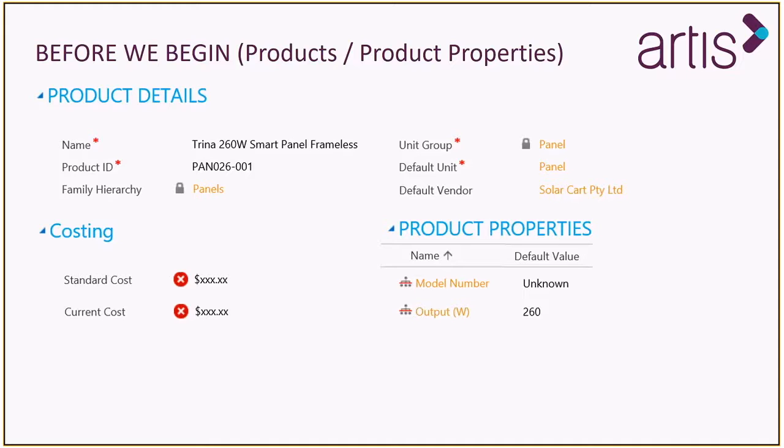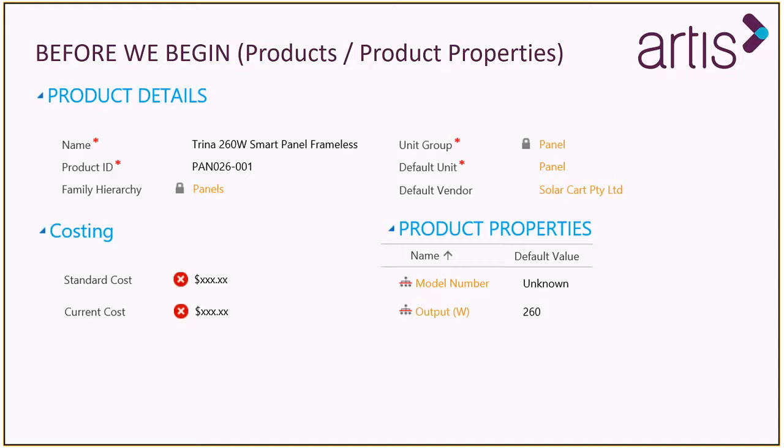When we have a look at product properties though, those product properties are peculiar to this particular product based on the family that it lives in. So in this example, these Trina smart panels have product properties such as a model number or an output in watts. If we were looking at a different sort of product, for example an inverter, the product properties that we'd have associated with that would be quite different. For example, the inverter has a current associated with it being AC or DC or a particular phase.